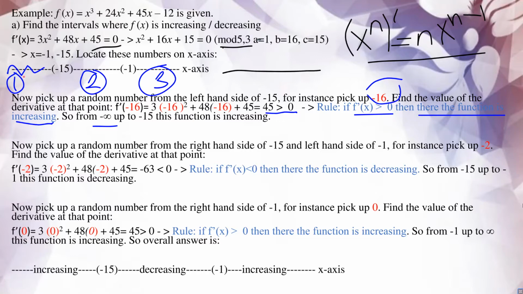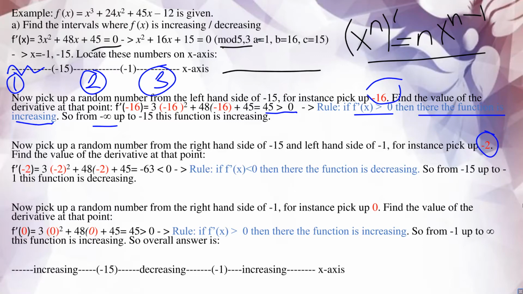Okay? Now I will do exactly the same thing 2 more times, here and here. Let's do it. Now I'm going to pick up a random number from this interval, a number that is greater than minus 15, and a number that is smaller than minus 1. Well, I pick up minus 2.